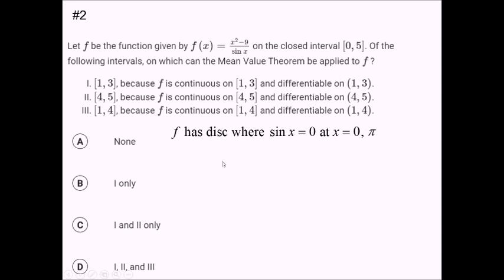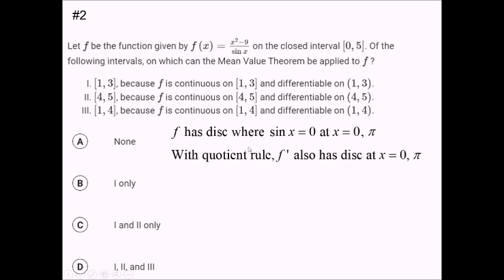So f prime also is going to have some issues there. If you use the quotient rule to take the derivative, without actually doing that process, you probably realize that you're going to have the denominator squared through that process. So with the quotient rule, f prime is also going to have discontinuities at 0 and pi because you're going to have a sine squared of x, which is going to have the same issues if you have something that makes sine 0.